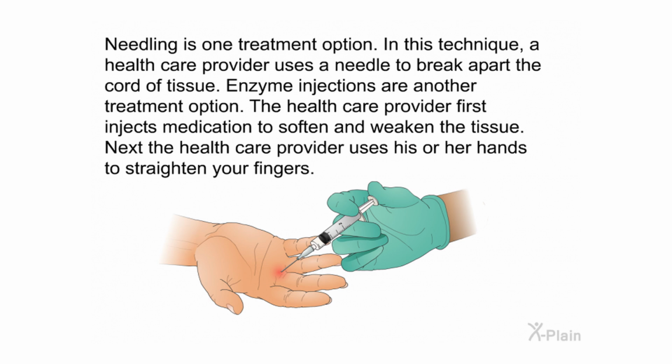Needling is one treatment option. In this technique, a healthcare provider uses a needle to break apart the cord of tissue. Enzyme injections are another treatment option. The healthcare provider first injects medication to soften and weaken the tissue. Next, the healthcare provider uses his or her hands to straighten your fingers.